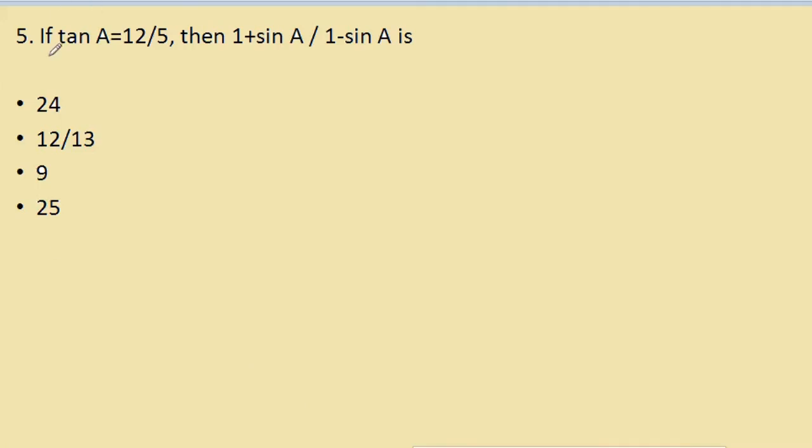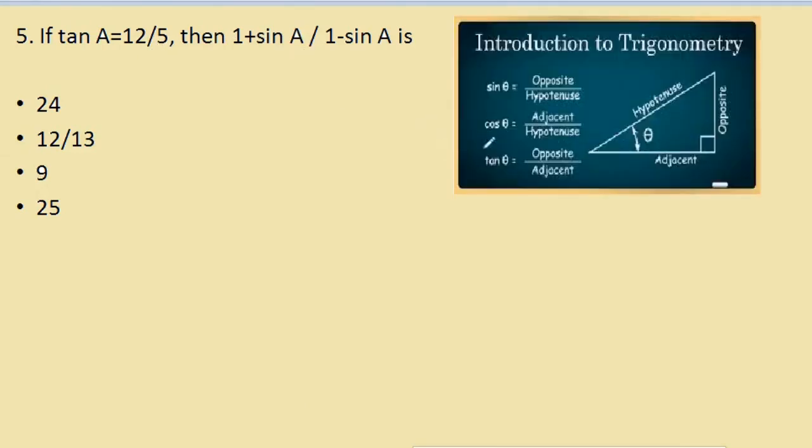We'll discuss the fifth problem. If tan A is equal to 12 by 5, then 1 plus sin A by 1 minus sin A is. So this is a trigonometric ratio problem. We have to see the trigonometric formulas related to the ratio. Here we go. So tan ratio is opposite by adjacent.